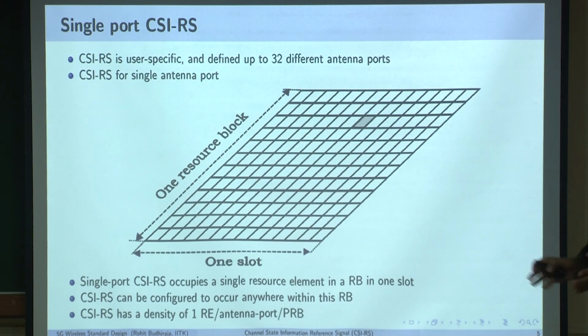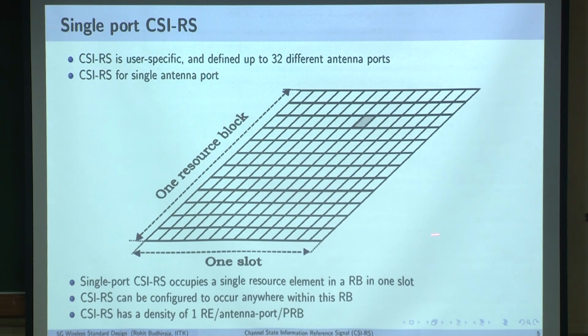If the channel is constant over a PRB, you will use a lower density CSI-RS, right? And what is the lowest density you can use? This is 1. I'll show you an example, I can use 0.5 also. Just for example, if I send only one CSI-RS per 2 PRBs, then the density further reduces, right? So it will become 0.5 RE per antenna port per PRB.